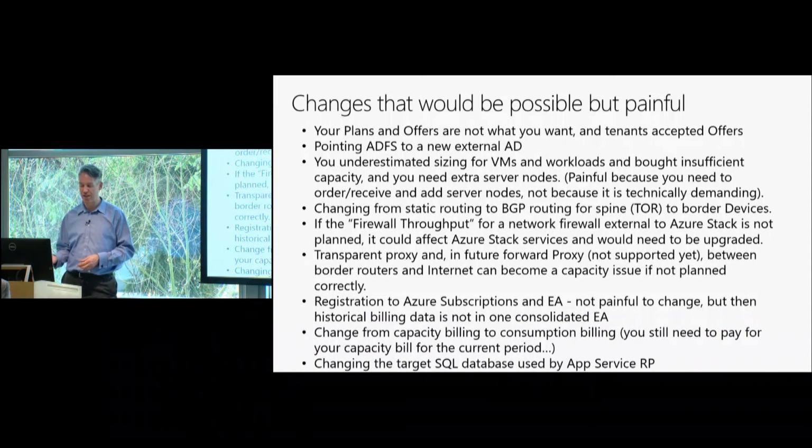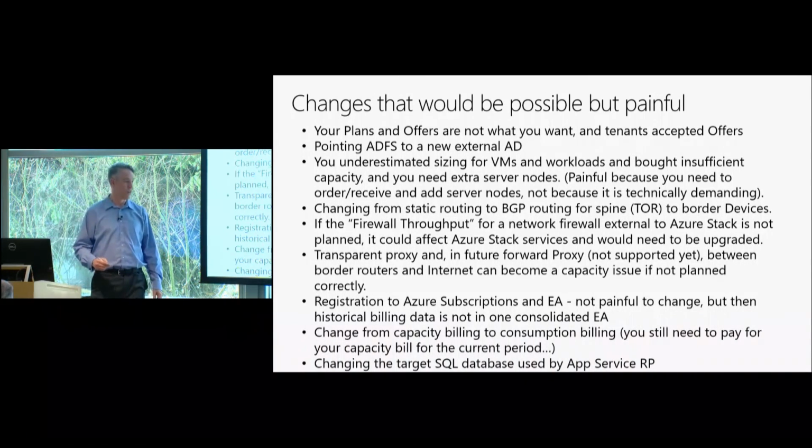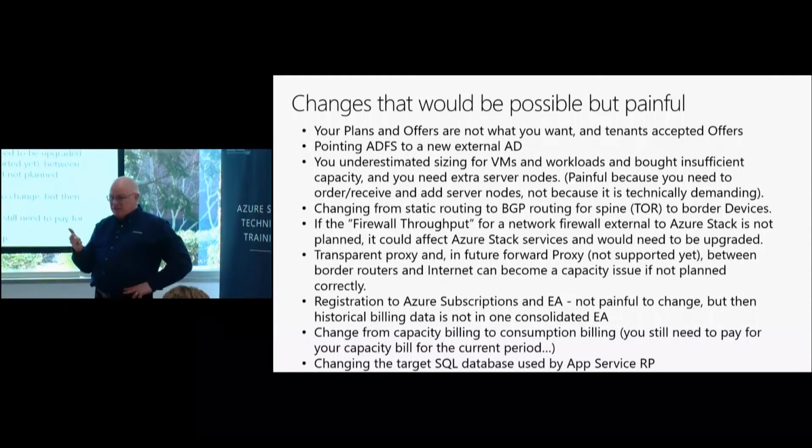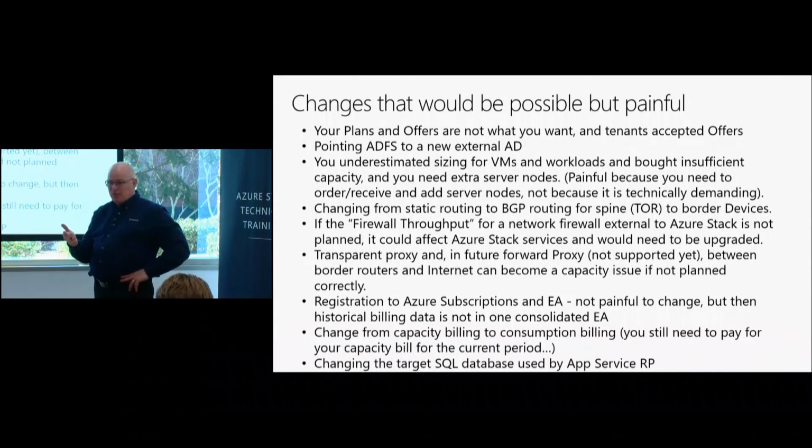If you bought insufficient capacity, you'll need to add more server nodes. And that's possible. The only reason it's painful is because you got to order them and get them installed. So it's not a quick change. Or you can do what one of my customers is doing. You can add compute and you can add memory, but you have to down the entire scale unit and have it offline during that process. But you can't add storage.